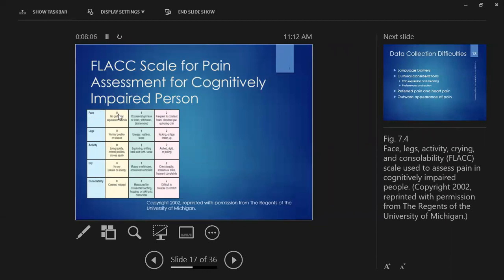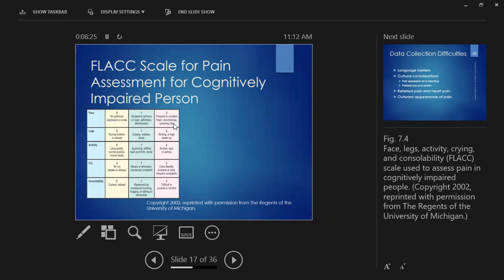face. A 0 means no particular expression or smile. A 1 means an occasional grimace or frown, withdrawn, disinterested. A 2 means frequent to constant frown with a clenched jaw and quivering chin.